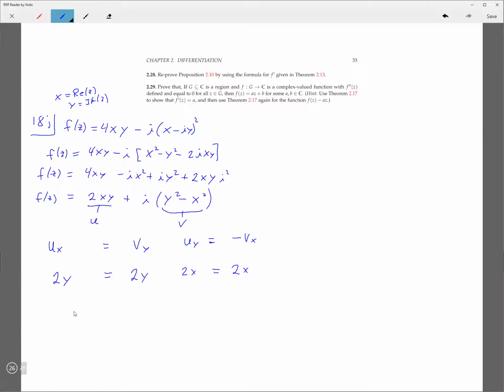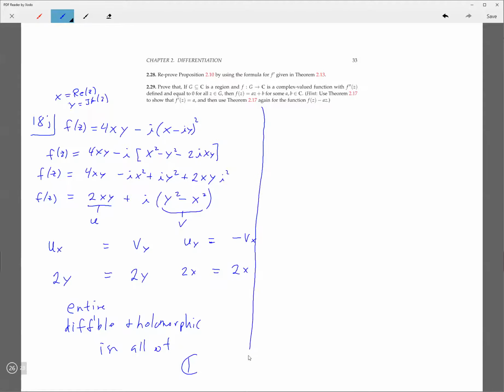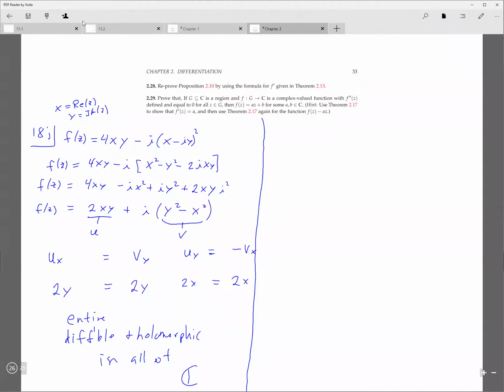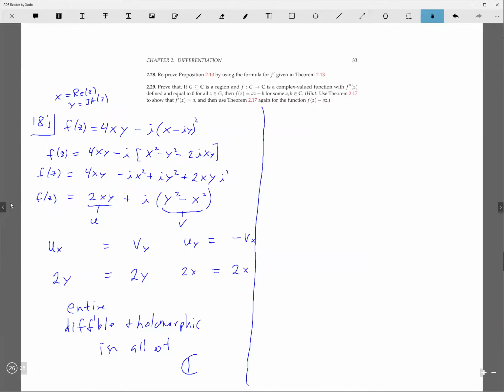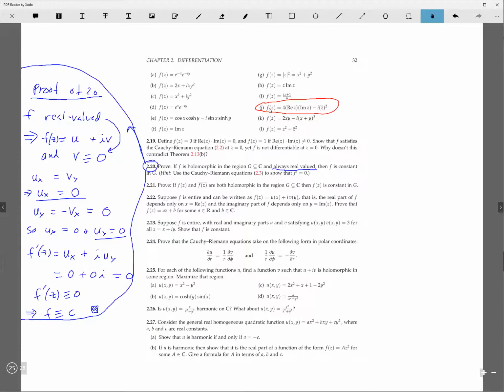Whoa, so this function's entire. So it's differentiable and holomorphic everywhere, or in all of the complex numbers. Okay? So it's entire, which means differentiable and holomorphic everywhere in all complex numbers. Okay. So let's see. That's J.